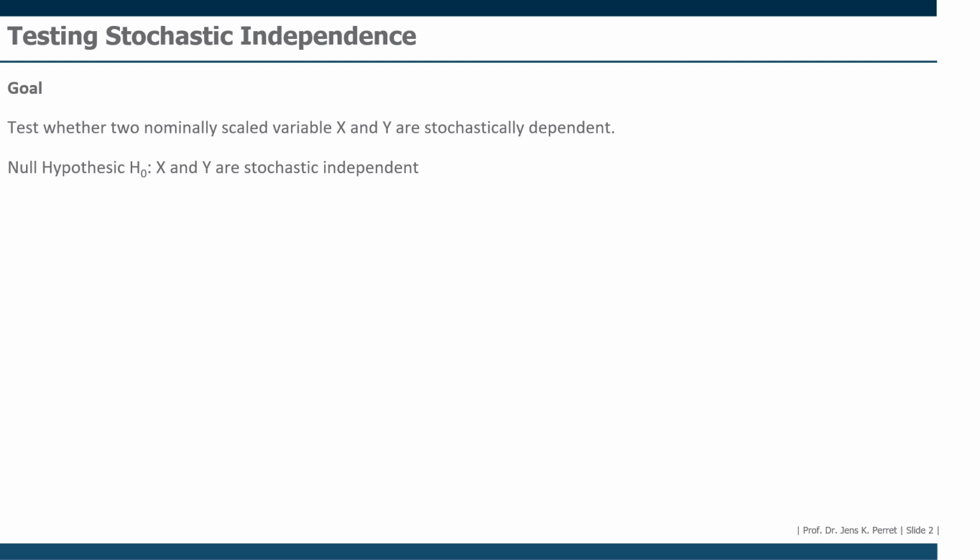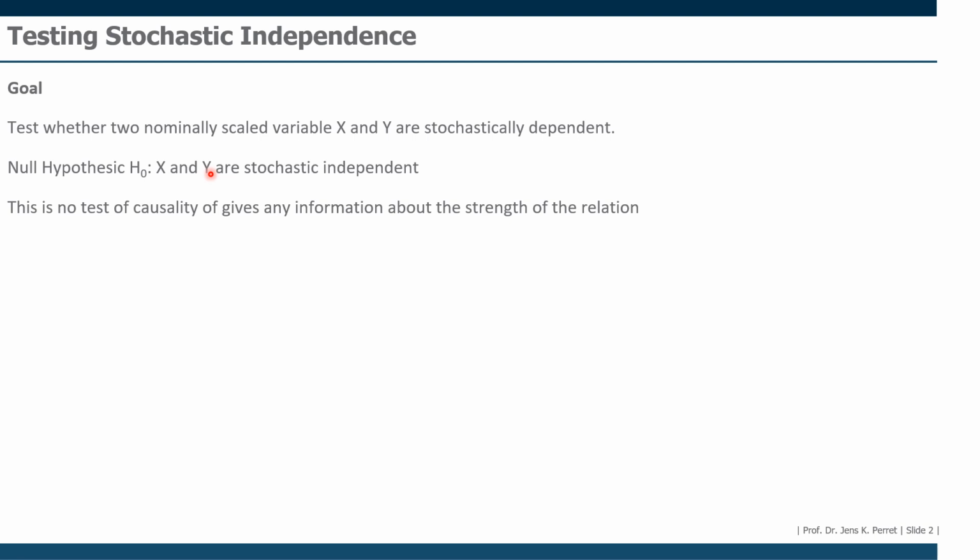And well, since it's about correlation and association, an association between two variables, that's also how the null hypothesis looks like. It says x and y are stochastic independent, which could also be reformulated into x and y are not related in any way. Well, that's about this test.